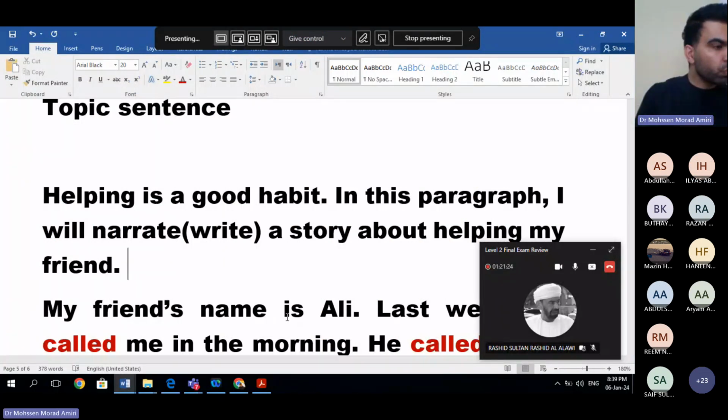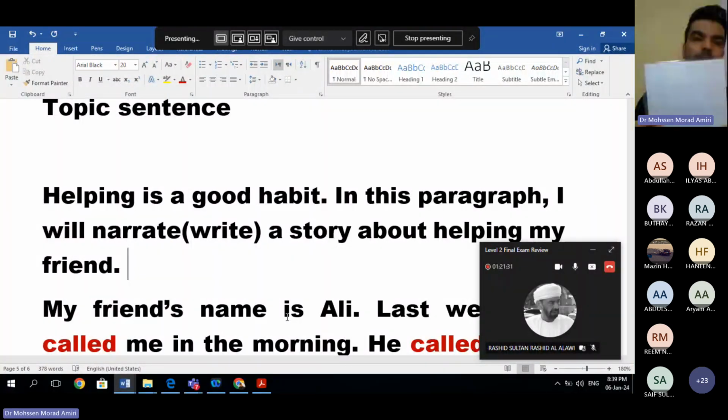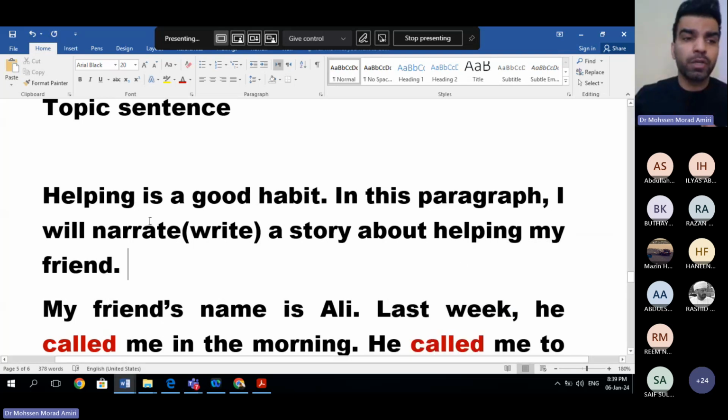Teachers like to see a paper which is organized. Teachers like to read a paper with good handwriting. Okay, if your handwriting is not good, that's okay. Some of you maybe don't have good handwriting. Even my handwriting is not good. But it is very important to have enough space.